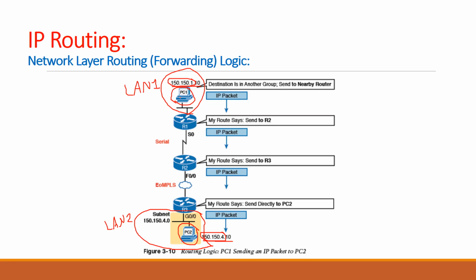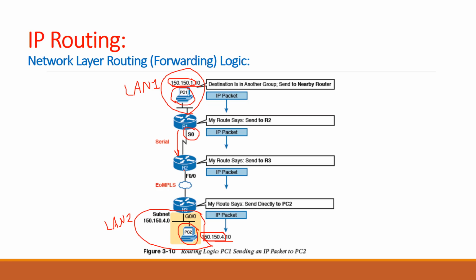When R1 receives that packet, it checks its IP routing table. And this IP routing table is built by using an IP routing protocol or configured statically. But don't think about this right now. Think about the logic of how the network layer routes the packet. R1 checks its IP routing table and decides to send the packet to R2 over the serial link and out of its serial 0 interface.